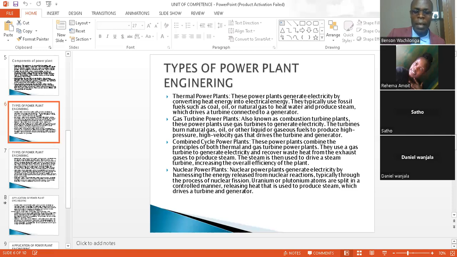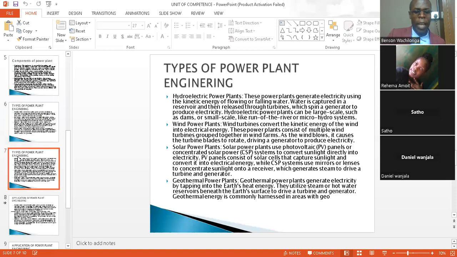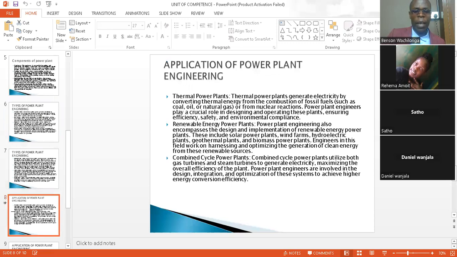Then we have the combined power plant system. This is a power plant that combines the principles of both thermal and gas turbine power plants. They use a gas turbine to generate electricity and recover waste heat from the exhaust. Then we can move to slide number 7. It talks about the hydroelectric power plants, as you can see in your notes. Then we have the solar power plants and the thermal power plant, as you can see on the slides.